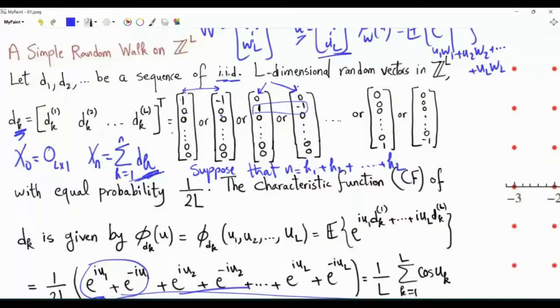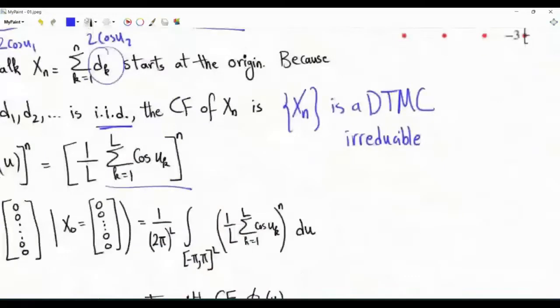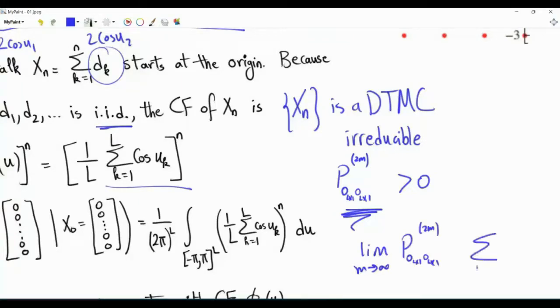Following a similar logic, every k here must be even, and n is even. X of n is the all zero vector in the L-dimensional space if and only if n is an even integer. So for the probability to go from the all zero vector to the all zero vector to be positive, you need an even number of steps, 2m. To know the class of state 0, the state at which we are at the origin, we need to investigate the limit of this probability as m tends to infinity, and we need to investigate the sum of those probabilities over m. So we need to investigate the limit and also the sum.